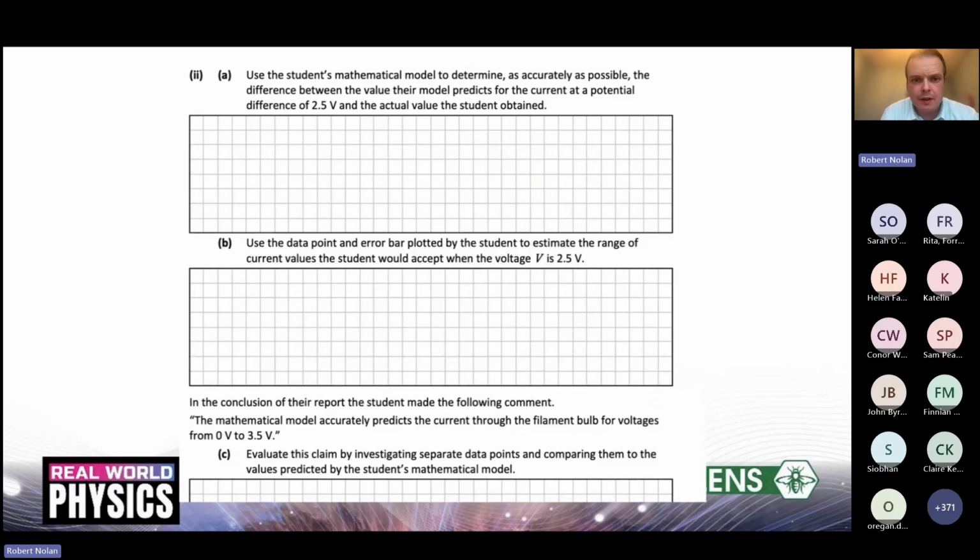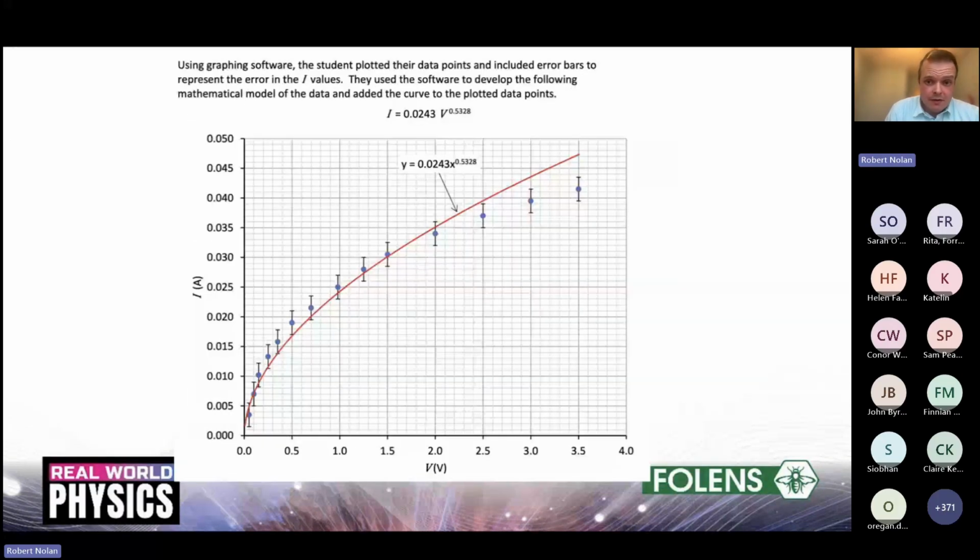I think I included the parts of this question here. Oh yeah. So use the student's mathematical model to determine as accurately as possible the difference between the value their model predicts for the current at a potential difference of 2.5 volts and the actual value the student obtained. So all you need to do for that one is just plug numbers into the formula. So plug in 2.5 for V and come up with an answer for I, and then compare that to the answer that the student gets from their data points. So that's all. So the data point there is at 0.037 or so. If you fill your numbers into the model, it'll be close enough to that, and you have to basically show those 2 numbers.